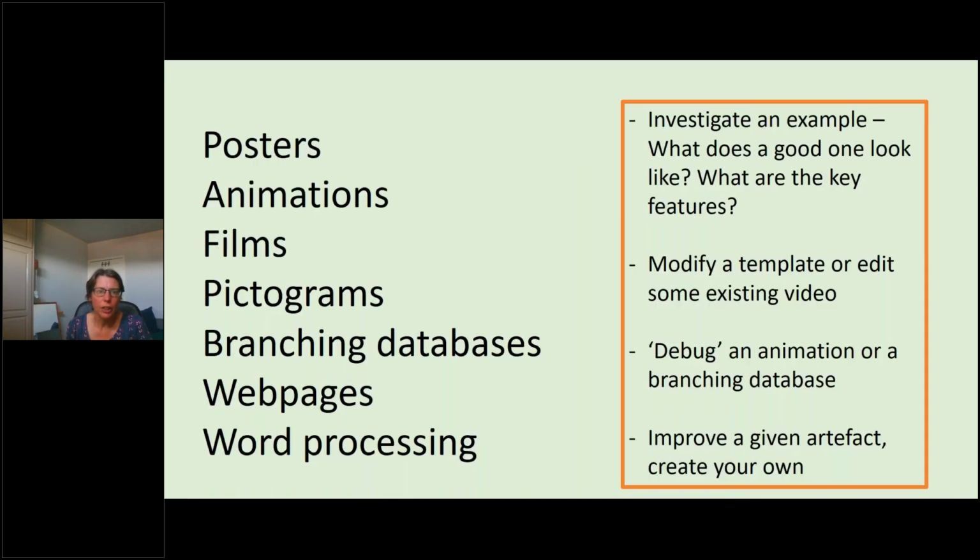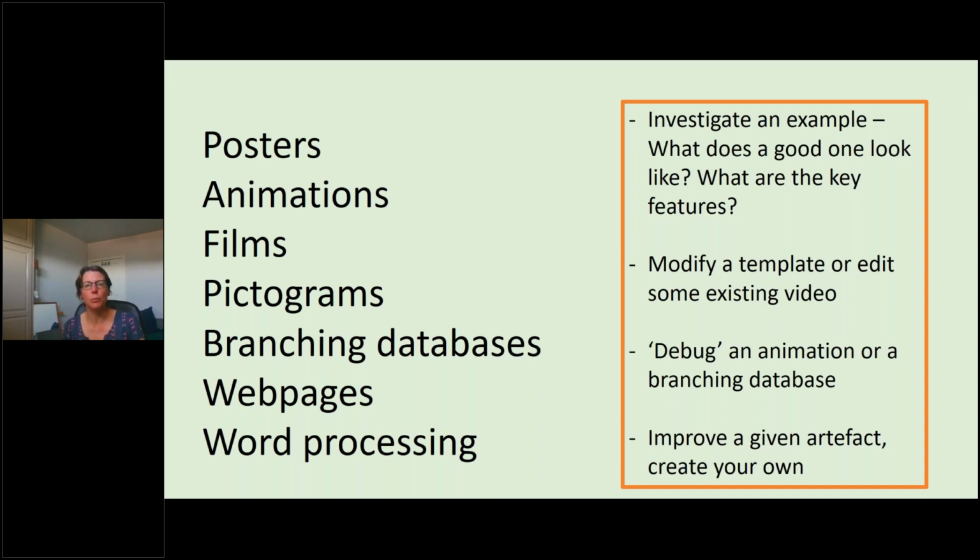And you can use these approaches with other parts of the computing curriculum. So you can get them to debug an animation or a branching database. You can get them to modify a template for a poster, or edit some existing video things, or investigate the features of a successful pictogram and improve a given artifact.